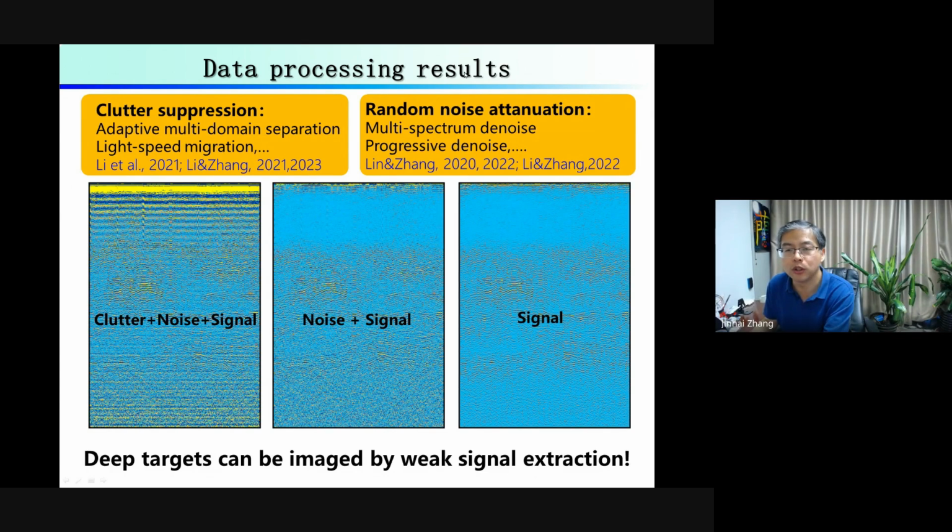So finally, we use another method we developed before. We can see an almost clear bottom here. That means we can denoise, remove the clutter, and extract the various signals to make sure the structure below is as accurate as we can.